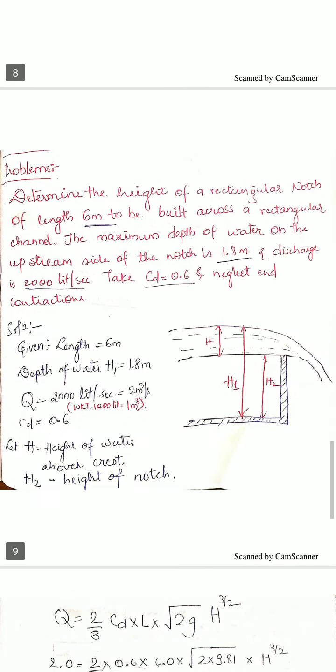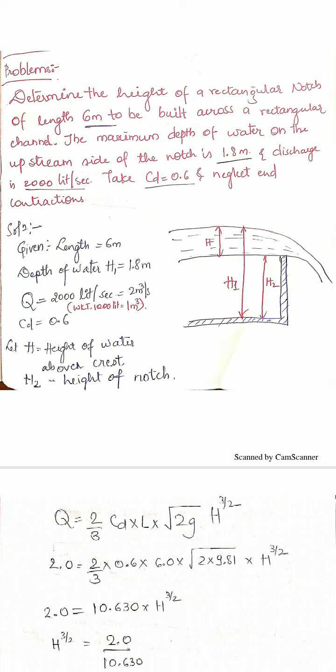So let's see the problems for this. First problem: determine the height of a rectangular notch of length 6 meters to be built across a rectangular channel. The maximum depth of water on the upstream side of the notch is 1.8 meters, and the discharge is 2000 liters per second. Take the coefficient of discharge as 0.6, and neglect end contractions. So what you have to find here is H2.